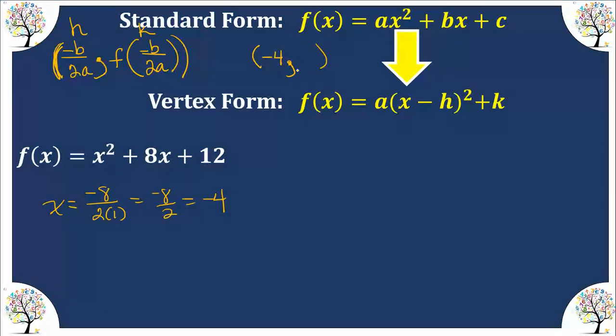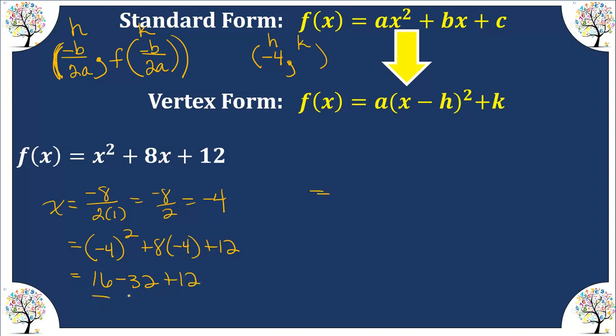So our vertex, the x value is the h in our vertex form formula. Now let's find the k value. We're going to plug it into the equation. Negative 4 squared plus 8 times negative 4 plus 12. Order of operations, we're going to square the negative 4, multiply, and then combine. So the two positive numbers gives us 28 and then minus 32. So we get negative 4.